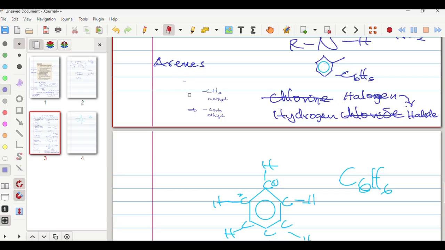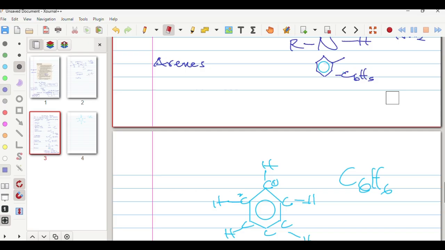Okay, so I think this is too small. So the halogen is chlorine, and the chloride is halide. Now, arrange. So we're talking about alkyl halide.